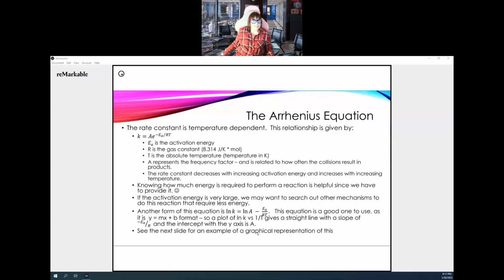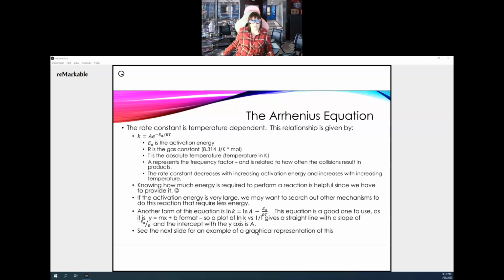This is useful to us because knowing how much energy is required to perform a reaction is helpful. If the activation energy is very large, you may want to seek out another mechanism by which you can do this, because it's going to be difficult to do without giving a lot of energy, and that's going to be consuming.